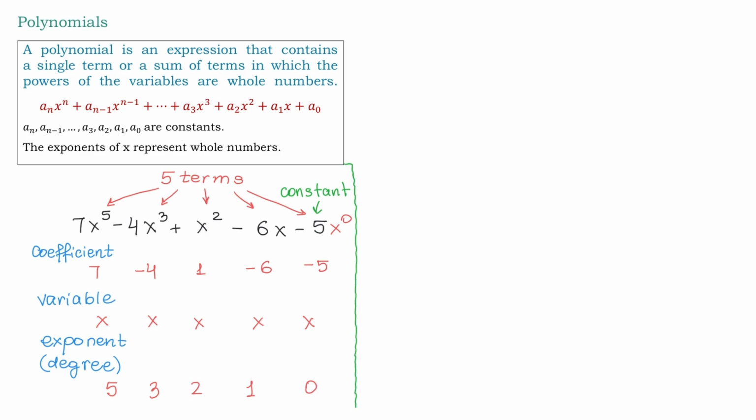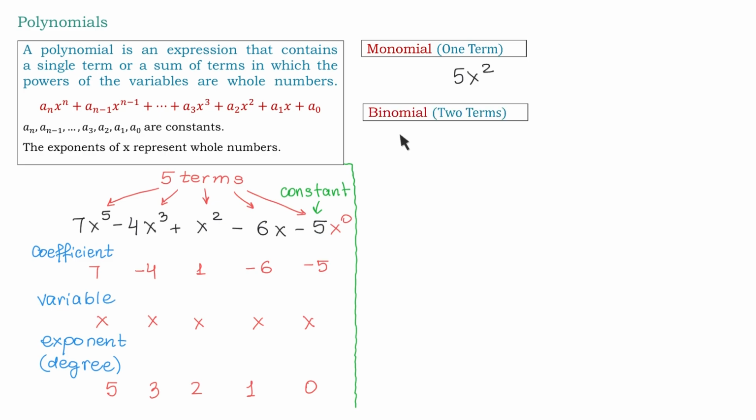Now, a polynomial that has only one term is called a monomial. An example of a monomial could be 5x squared. A polynomial that has two terms is called a binomial. An example can be x cubed plus 7x. And a polynomial that has three terms is called a trinomial. And an example would be 2x to the 7th power minus 5x to the 4th power plus 3.